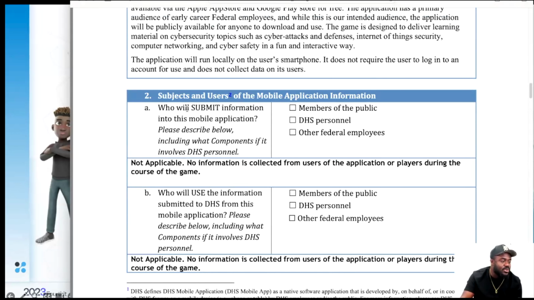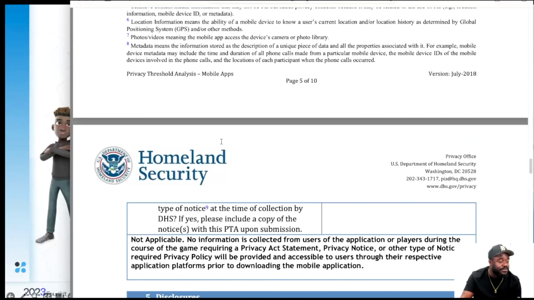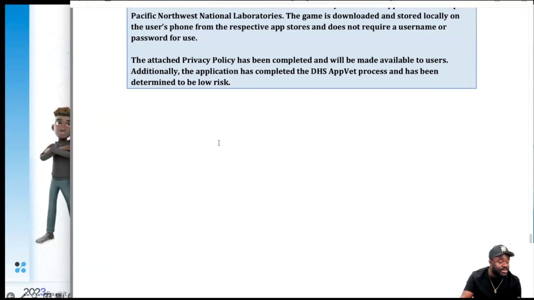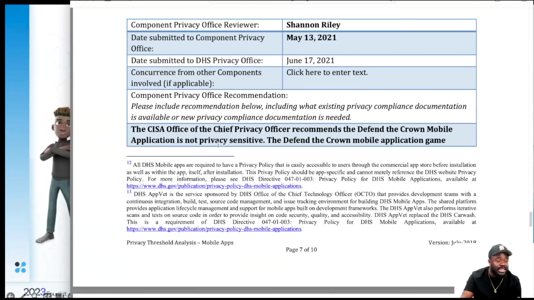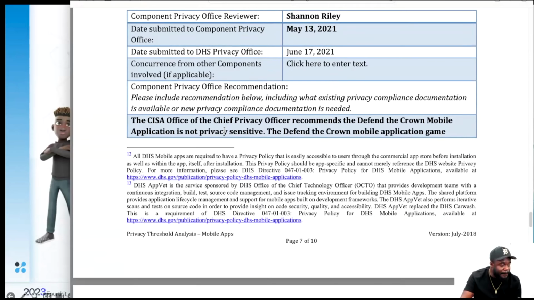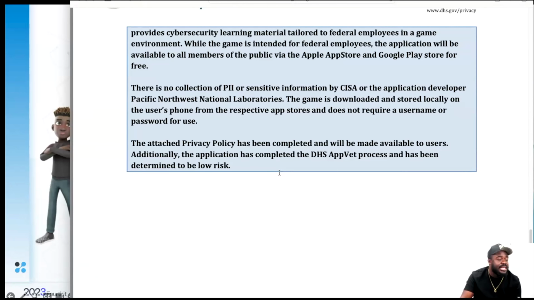Then they will ask you about the subjects and users of the mobile application information. Who will submit the information? All of them, you fill it out. So your job is just to fill it out. And this is somebody's job, those privacy analysts, and that's all they do. Then after you finish, you send it over for someone to review. There's the part where they review and determine whether it's going to be a PIA or not.